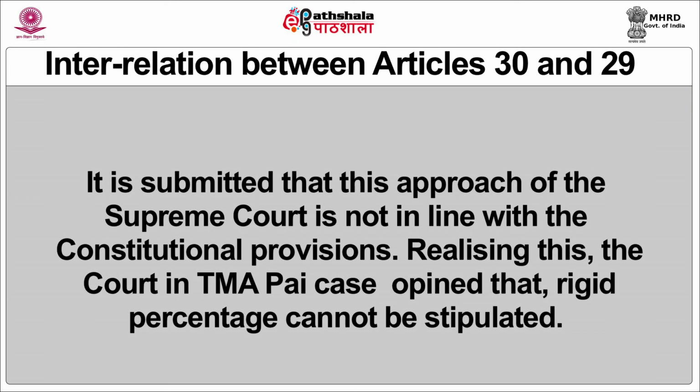Realizing this, the court in the TMA Pai case opined that a rigid percentage cannot be stipulated. The court was of the opinion that the authorities can stipulate a reasonable percentage in accordance with the type of the institution, population and educational needs of the minorities. Basically, courts have attempted to strike a balance between these two articles when confronted with the question of interrelationship.